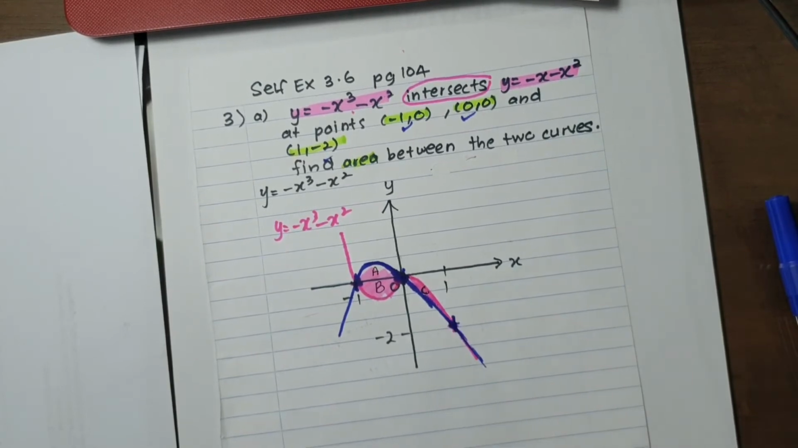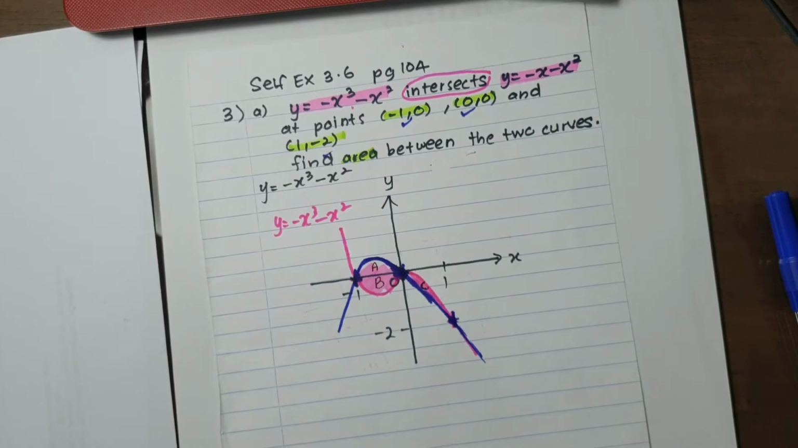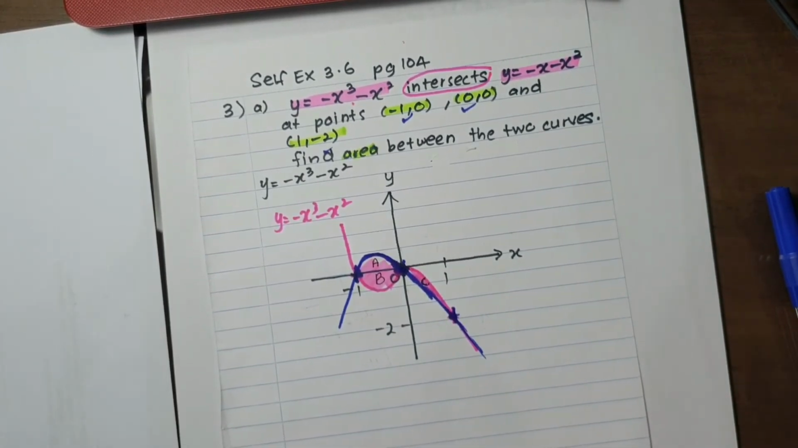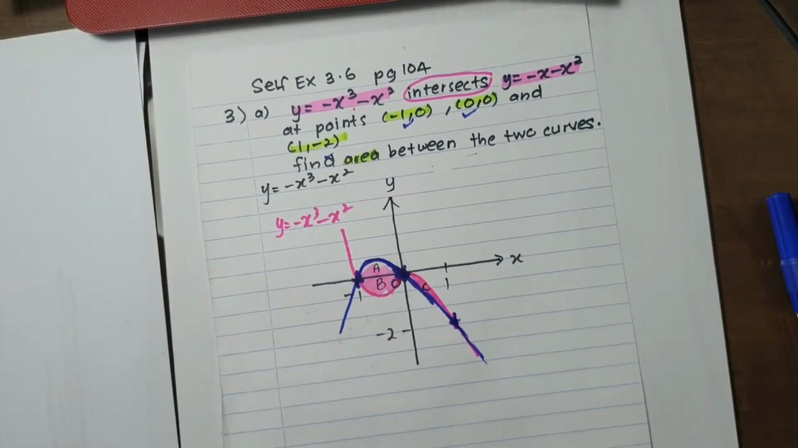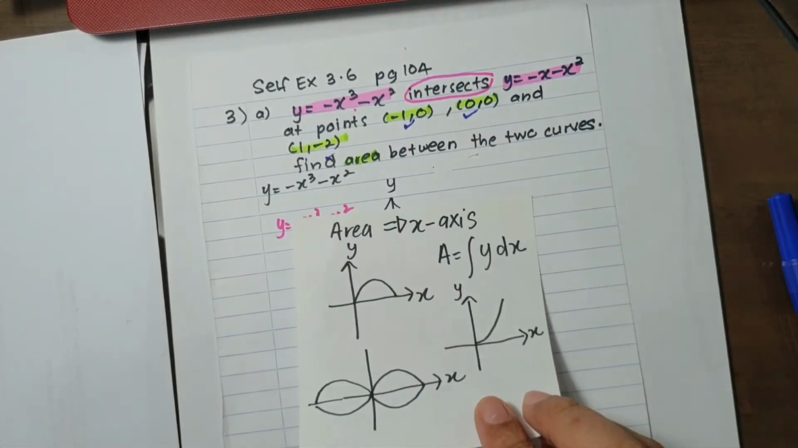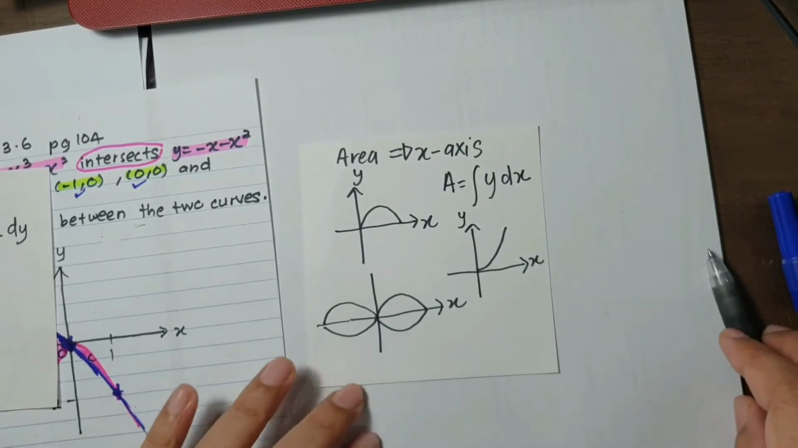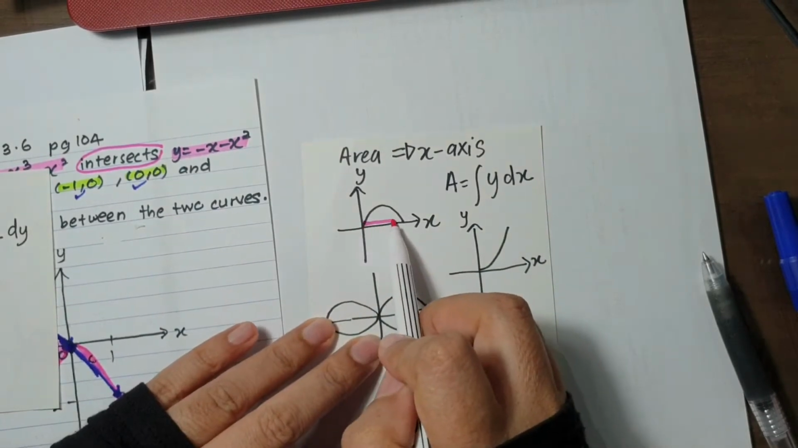Before you find the area of this region, you must understand we have two types. One is area bounded by the x-axis, another is area bounded by the y-axis. So if you have area bounded by the x-axis, this is your x-axis, right?